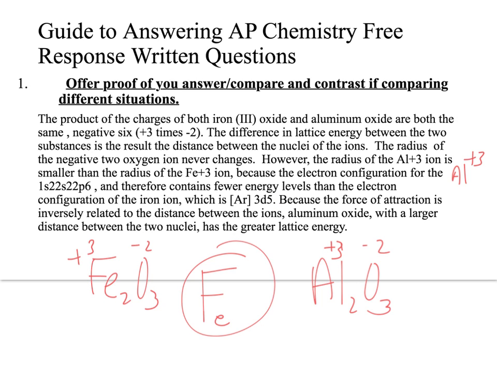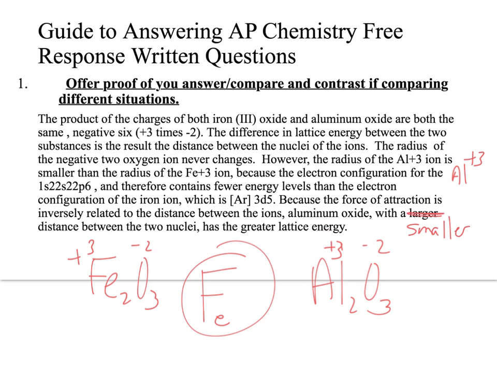So, because the aluminum ion has fewer shells, it's smaller, and therefore the force of attraction, which is inversely related to distance between the ions, the force of attraction in the aluminum oxide, let me make sure I'm not confusing you, let's pause. So the aluminum oxide, this is a typo, has a smaller distance between the two nuclei, and has the greater lattice energy. And it was aluminum oxide that was formed in this reaction. So the energy that is released when you form this is greater than the energy needed to break this, because this has the greater absolute value lattice energy.